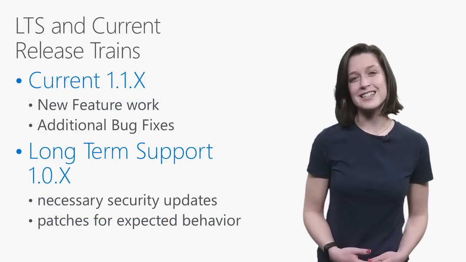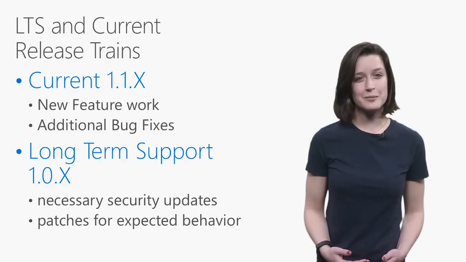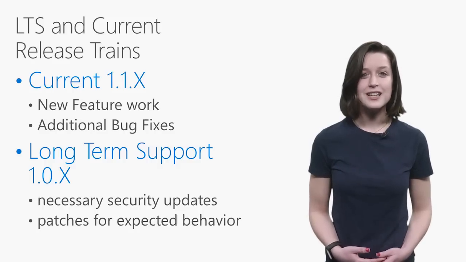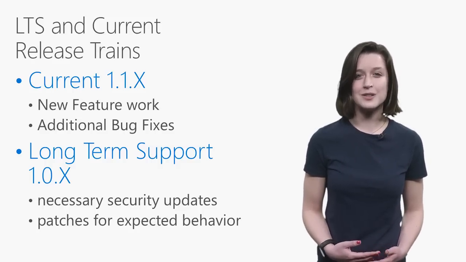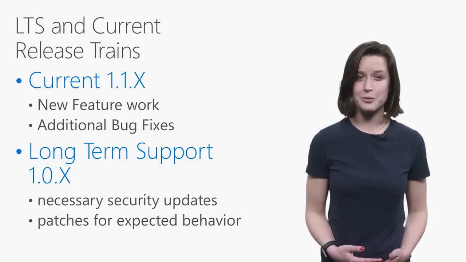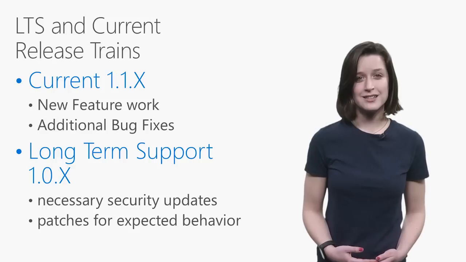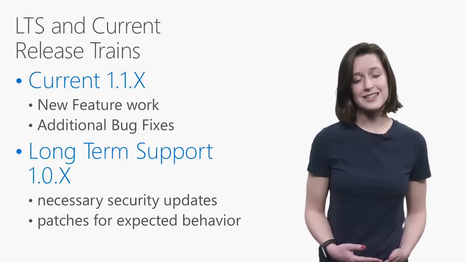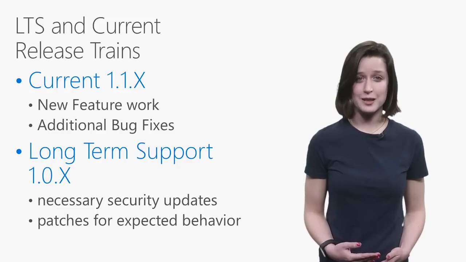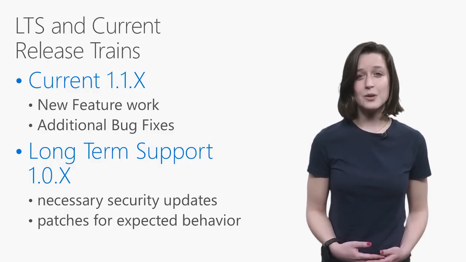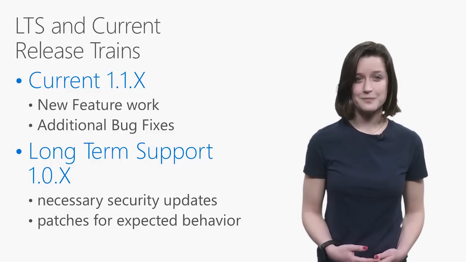Now let's talk about LTS and current release trains. If you've been following our blog and release schedule, you may already be familiar with the release train concept we've introduced. This concept of release train is used in a lot of open source projects. All the new exciting feature work is done in the current branch. This branch gets the most bug fixes and developer attention. The LTS, or long-term branch, gets only the necessary security updates and patches for expected behavior. LTS is maintained for stability and will eventually get the new features created in the current branch, but only after being tested in real scenarios.